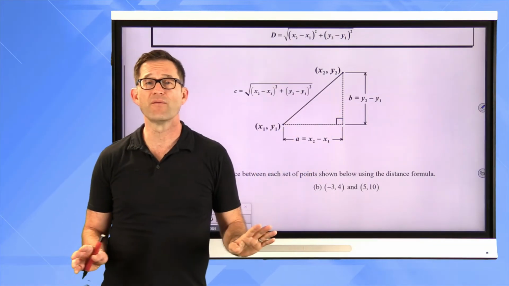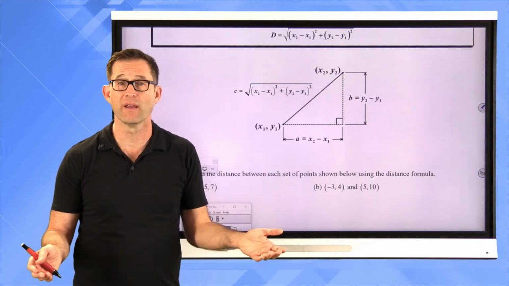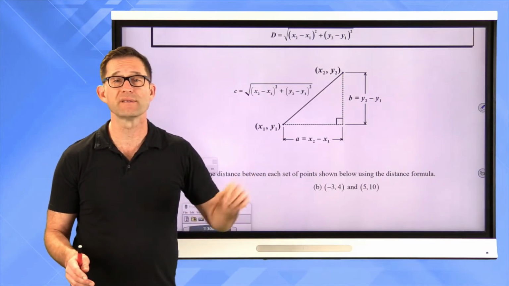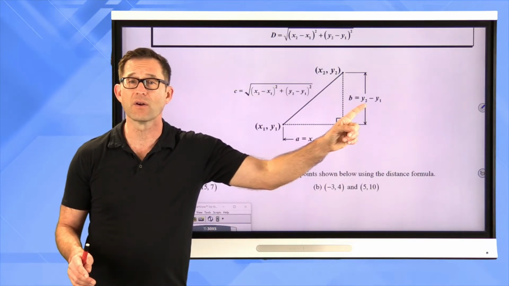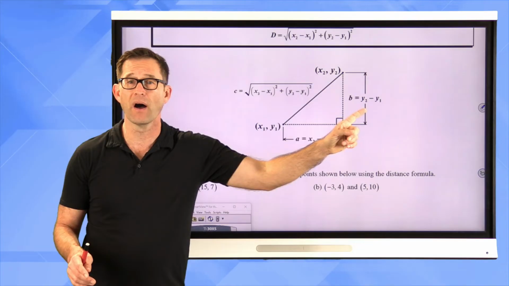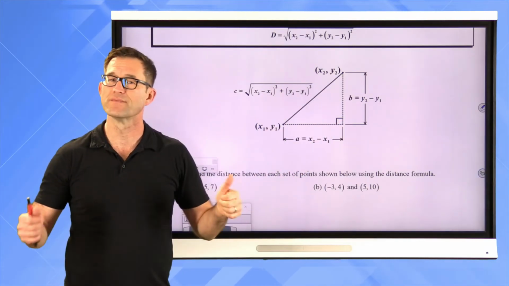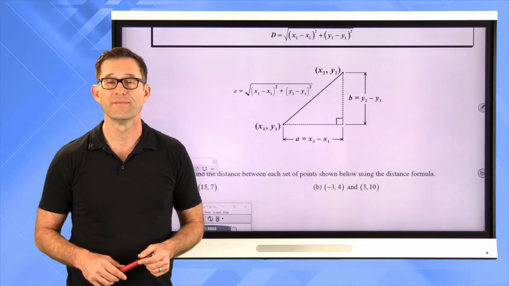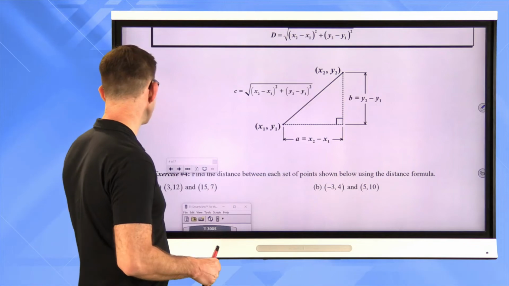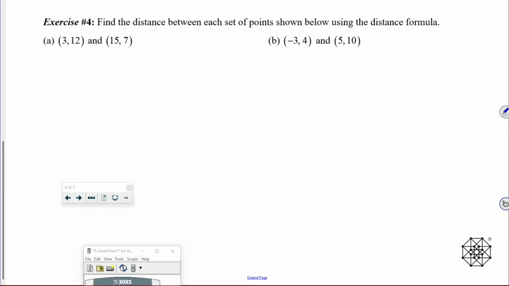One nice thing about squaring any number is that it turns the result positive, right? So regardless whether x2 minus x1 is positive or negative, once you square it, it's positive. Likewise here, once we square that difference, it'll be positive. We'll add those two positive numbers together, take their square root, and we'll have the distance between those 2 points in the coordinate plane. All right, let's actually do a little bit of this. Exercise number 4. Find the distance between each set of points shown below using the distance formula.